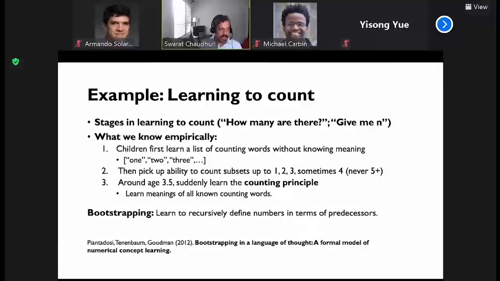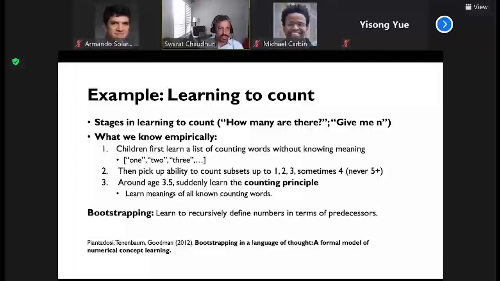This goes on for a little while, but then around age 3.5, they suddenly learn the principle of counting. So the principle of counting is something like this. As you are going right on that list of words that you have, from 1 you go to 2, from 2 you go to 3, from 3 you go to 4. As you move one step right, there is an extra element in the set being counted. This is something that's completely obvious to us as adults, but it is not obvious to toddlers, and they only figure it out around age 3.5.